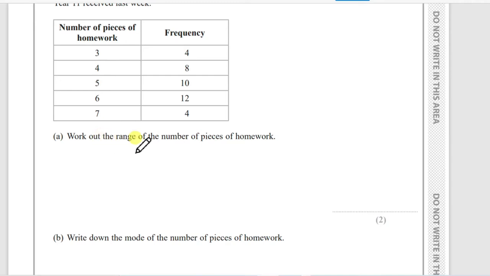Work out the range of the number of pieces of homework. So range means from the smallest number of homework to the biggest number, so you got to subtract it. So between 7 and 3. So the answer would be 7 minus 3, so the range is 4.